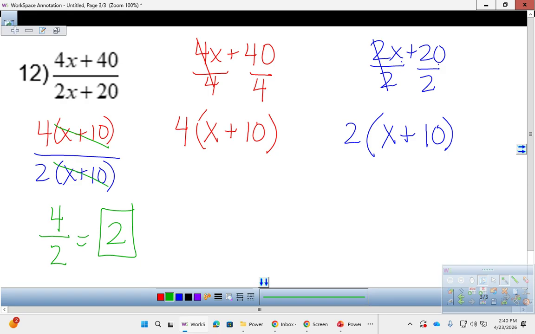Hopefully that helps. This idea of rational expressions is something that we're going to continue to circle back to as we learn more and more different methods of factoring.